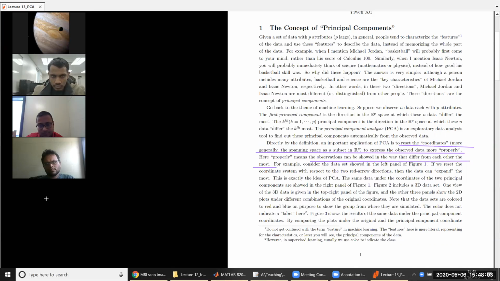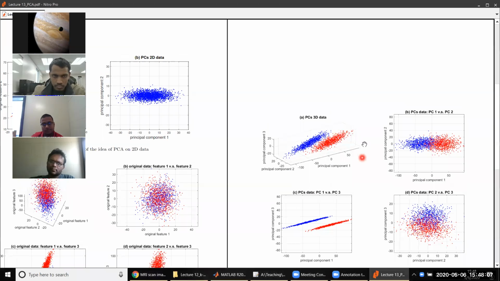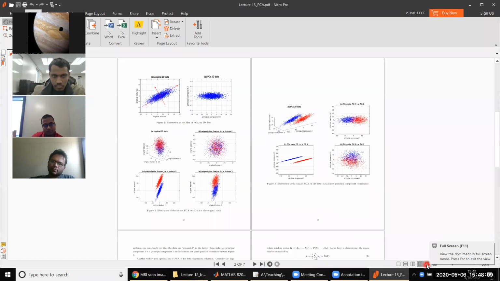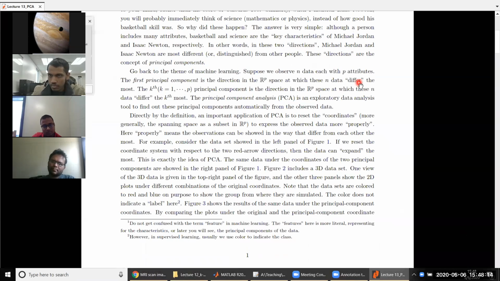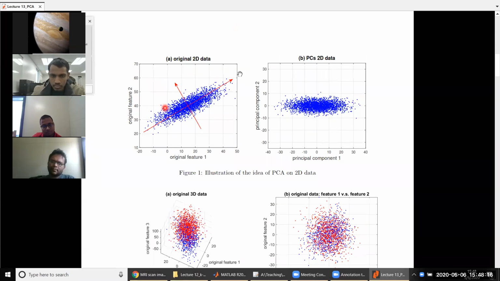Okay, you may say it's kind of abstract. What does it really mean? Let me show you an example here. Okay, full screen. Consider the data here. See this data. Originally, it's like this way, right? And we can see that if we go in this direction, the data is going to be expanded more.